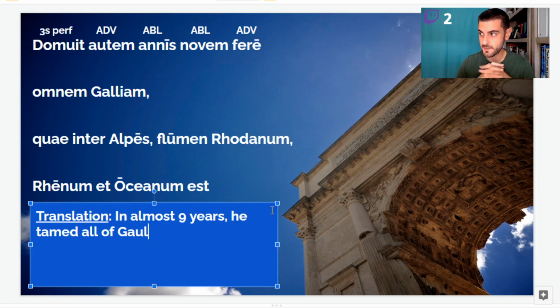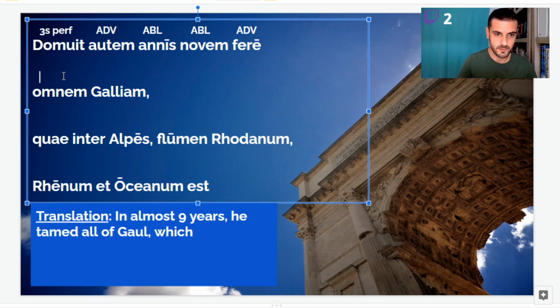And again here, I think that using the word tame is on purpose. The idea is that the Gallic tribes were wild. They were almost like animals. And so he tamed them. He tamed all of Gaul, quae, which, right? So Gaul here is my direct object. He tamed all of Gaul. Then the relative clause starts with the nominative. So it's going to be the subject.